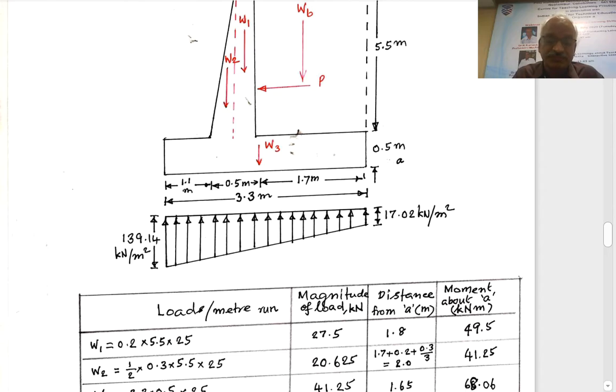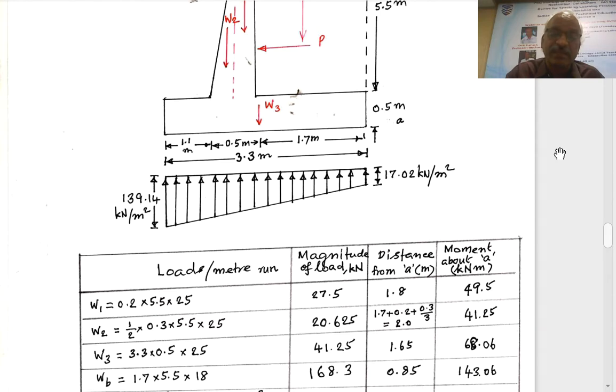Then W3. W3 is the weight of the base slab. Weight of the base slab equals 3.3 meters length.